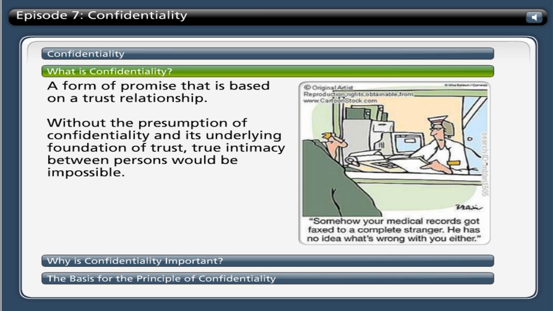What is confidentiality? Confidentiality is a form of promise that is based on a trust relationship. Without the presumption of confidentiality and its underlying foundation of trust, true intimacy between persons would not be possible, nor would a quality clinician-patient relationship.